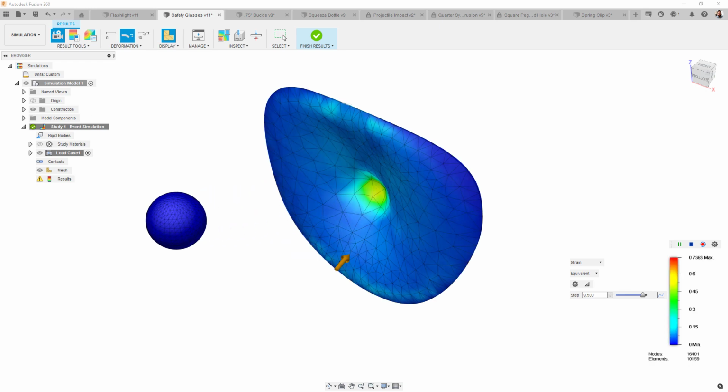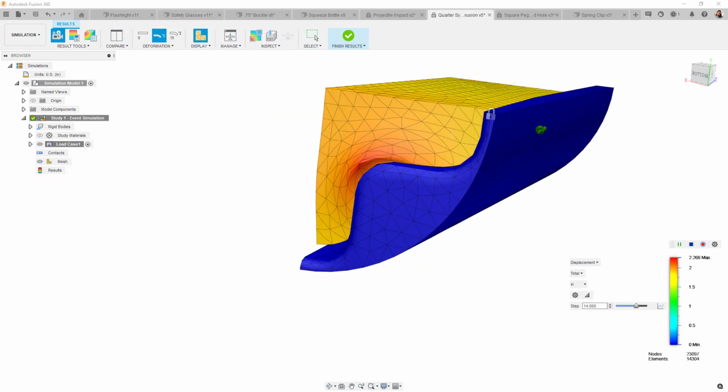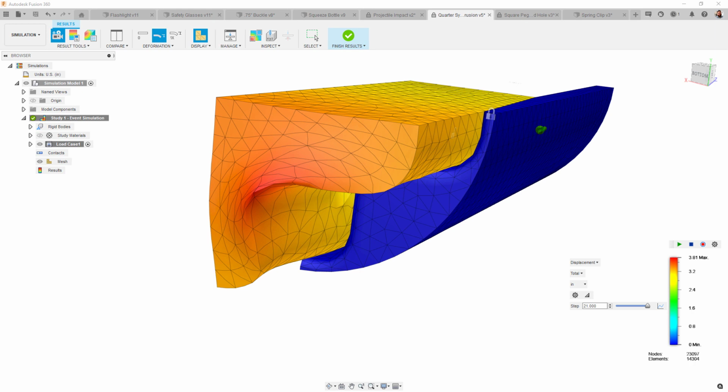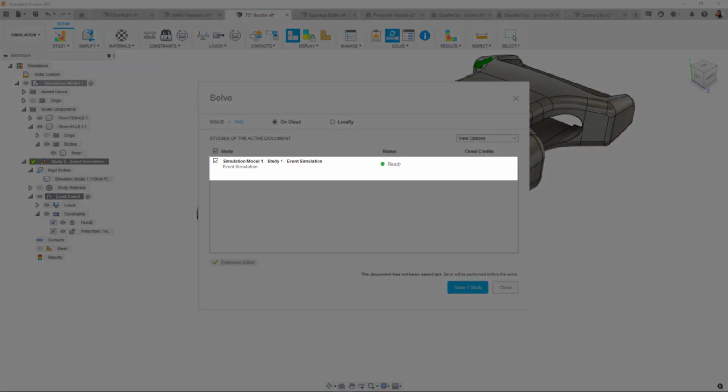These complex studies are renowned for being resource-intensive, but with the multi-threaded cloud solve, results are calculated and returned in very short order. Simulation extension users gain even more value with unlimited access to these cloud solves, with no per-solve cost involved.